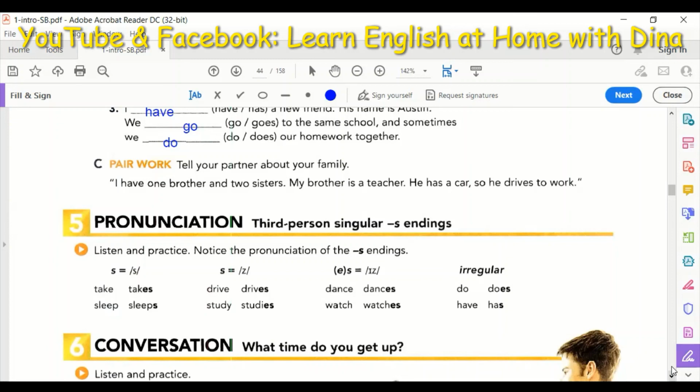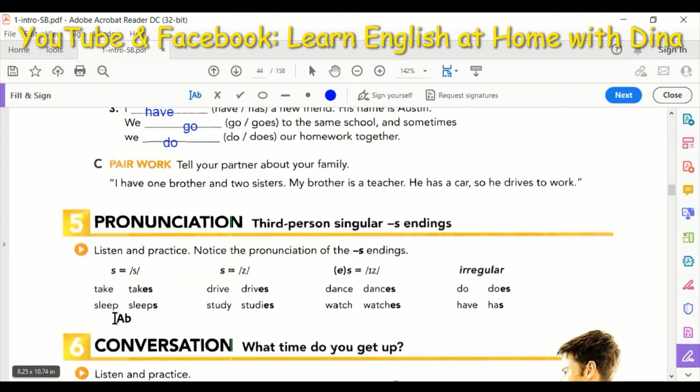نفس الشيء بالظبط بالنسبة لل third person singular s endings، النهاية اللي هي بتاعت الاس اللي بضيفها مع he و she و it. for example take becomes takes. So I added an S and I pronounced it as a S sound. نطقتها س. Take, takes. Sleep, sleeps.